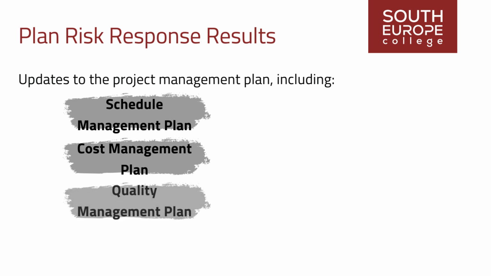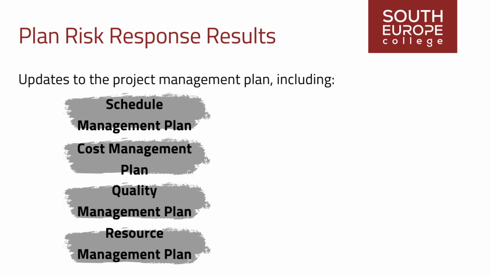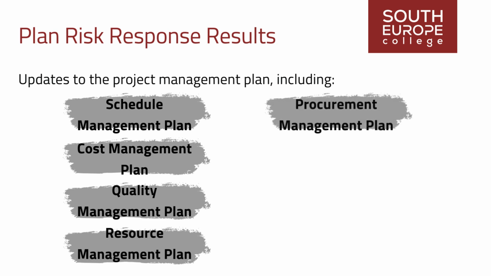Quality management plan. Incorporation of changes involves adjustments to approaches for meeting requirements, quality management approaches, or quality control processes. Resource management plan. Changes related to resource allocation and updates to the resource strategy are incorporated. Procurement management plan. Modifications, such as alterations in the make or buy decision or changes to contract types, are incorporated.